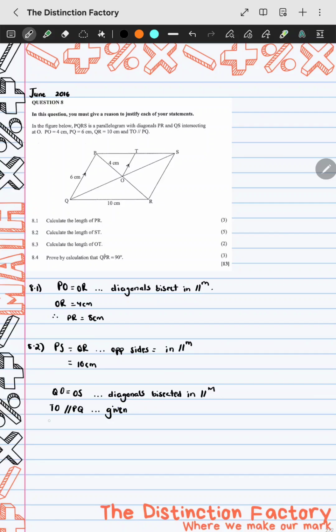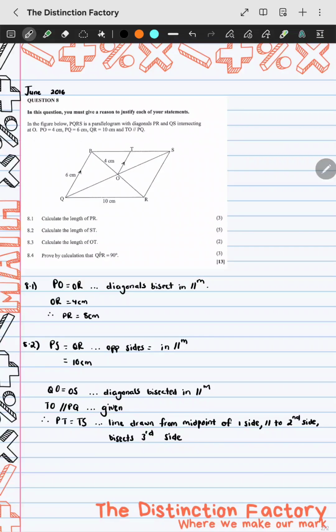So because of those two things, we can then say, therefore, PT will be equal to TS. And my reason is converse midpoint theorem, but we're going to have to write that entire paragraph for our reasoning for this. So let me just write that out. Okay, so a line drawn from the midpoint of one side and parallel to the second side will then bisect the third side. That then means that ST will equal 5 centimeters.